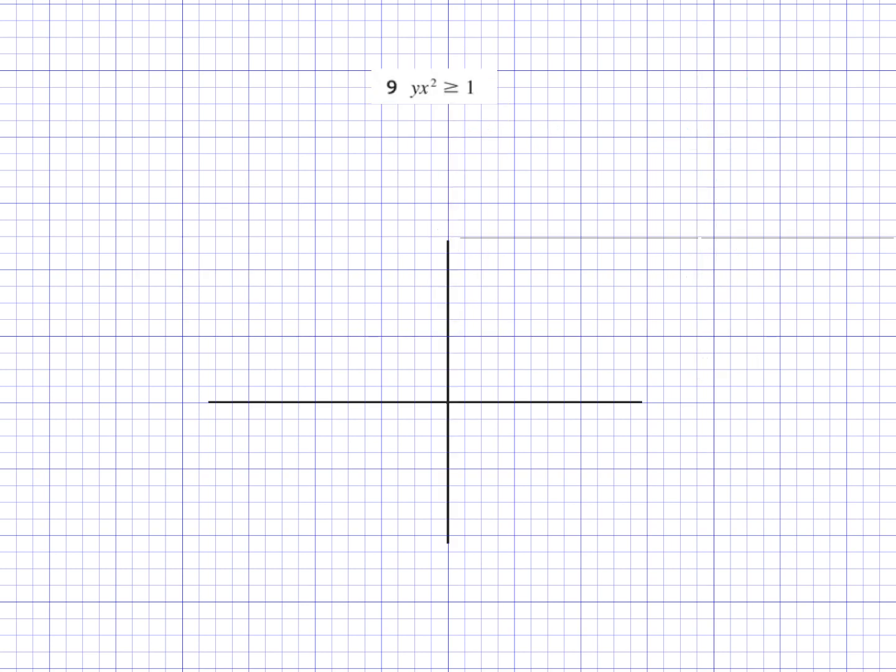Okay, so now we have y times x squared greater than or equal to 1. So let's get y by itself, divide by x squared. And here's what we have: y is greater than or equal to 1 over x squared. So here you have your variable in your denominator, so we're looking for the weird curves that we used to draw a few chapters ago.